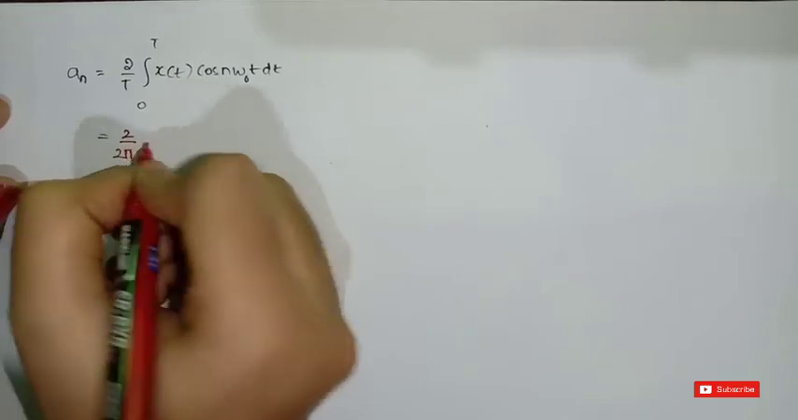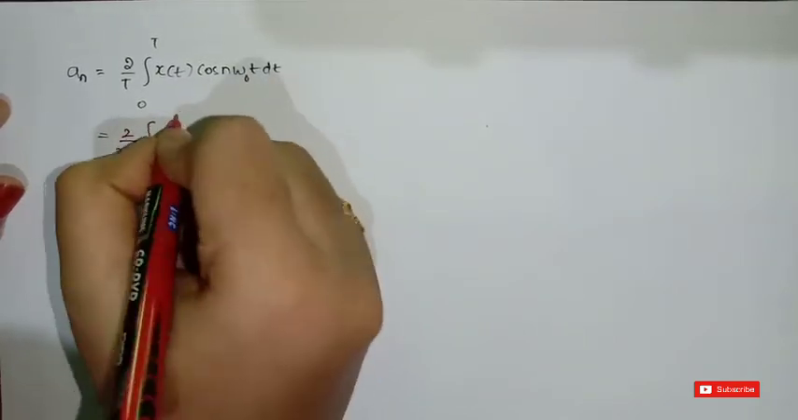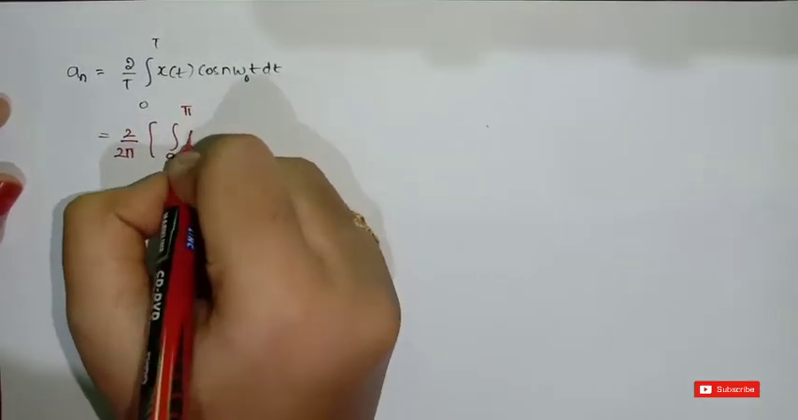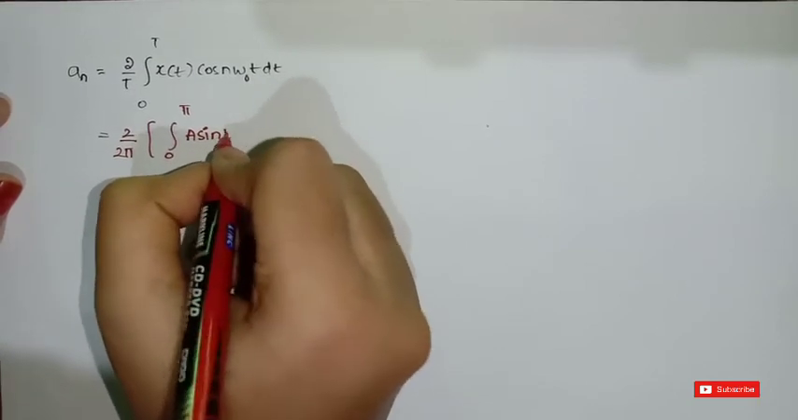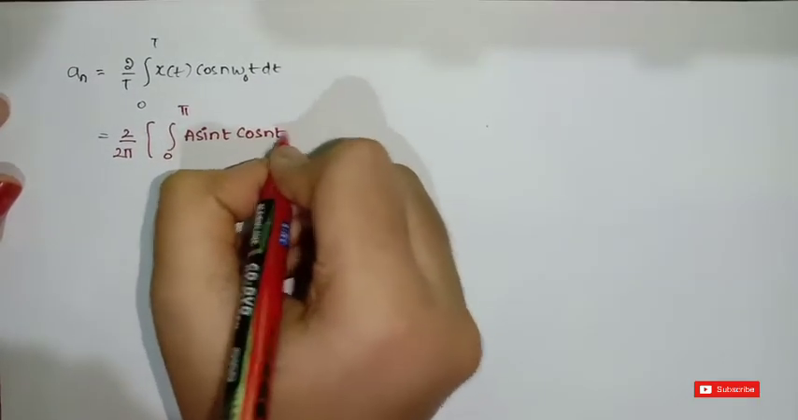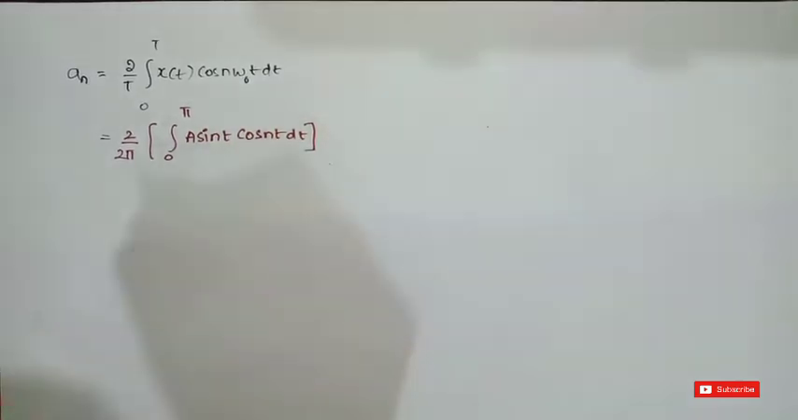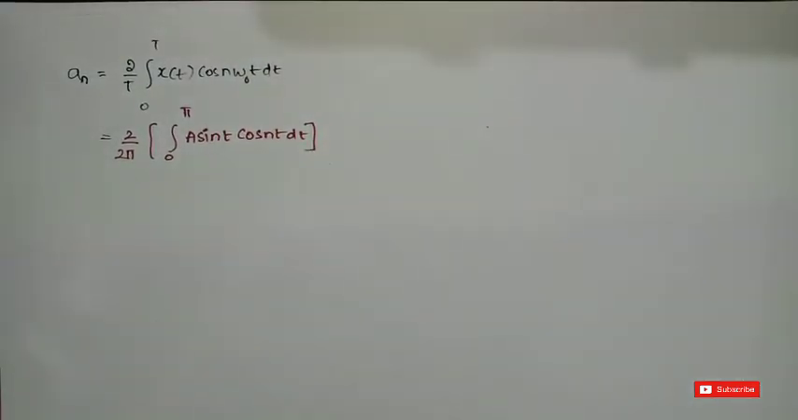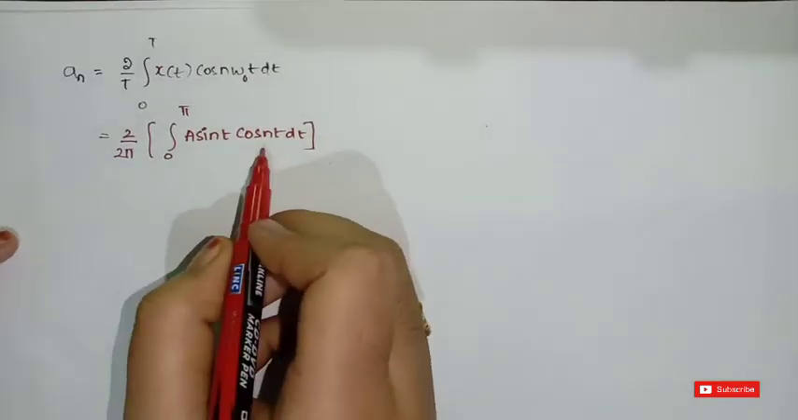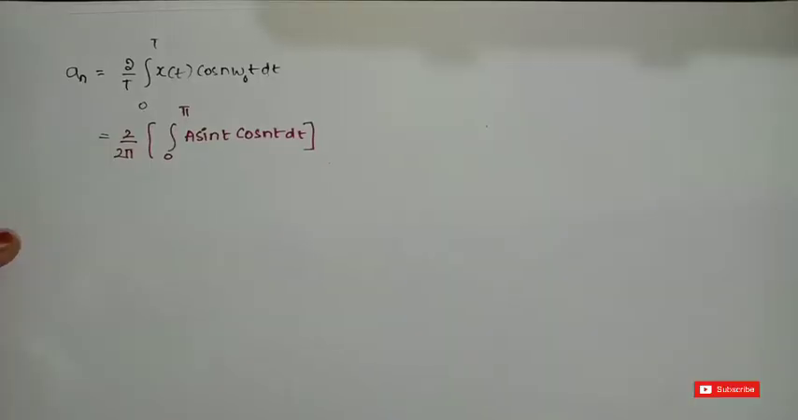2 by 2 pi into integral 0 to pi x of t is a sin t into cos nt dt. Since omega naught is the fundamental frequency, it is nothing but 2 pi by T. So omega naught value will also become 1. So it can be written as integral 0 to pi a sin t cos nt dt. It is of the form sin a cos b. Formula for sin a cos b is nothing but sin(a plus b) plus sin(a minus b) by 2.